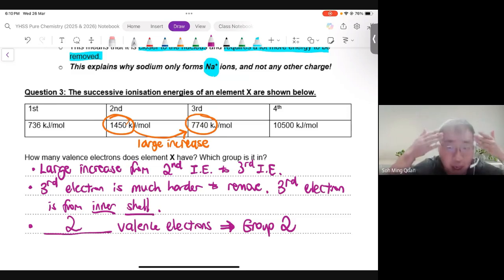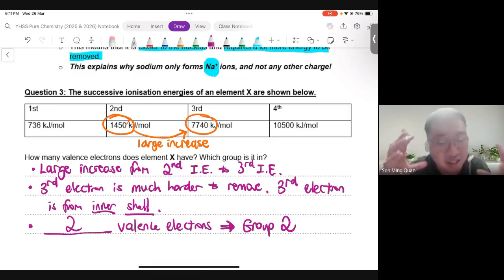Then you got to reason it out. In this case, the large increase is from the second to the third ionization energy. That means the third electron is much, much harder to remove compared to the second one. That means the third electron must be much, much closer to the nucleus. It's in the inner shell. If the third electron is from the inner shell, that means the first electron, the second electron are still in the outer shell. So it has two electrons in the outer shell, two valence electrons, hence group 2.